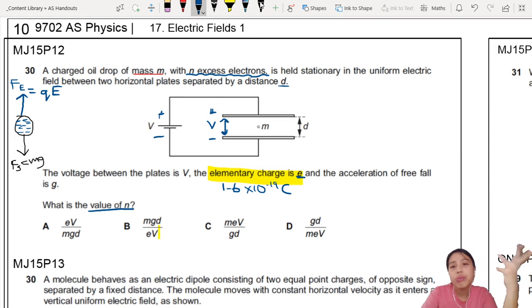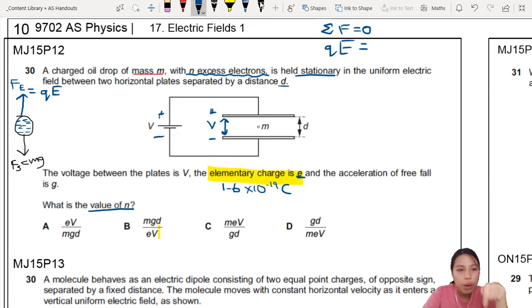Now previously we said, okay, if it's held stationary, it means the net force is 0. So the upwards QE equals the downwards mg. Okay, problem solved already. Wait, we want N. How do we get N into the picture? N is the number of electrons, right?